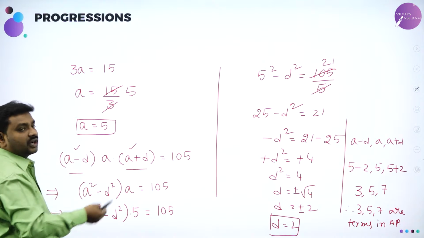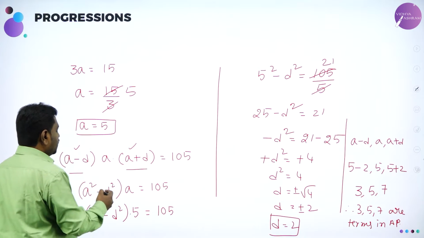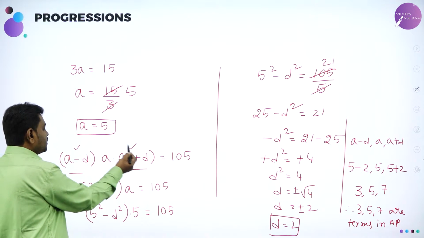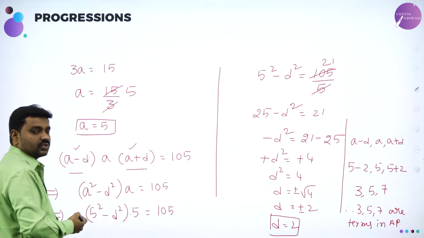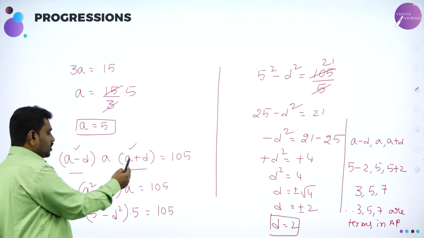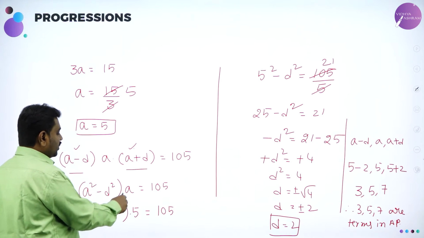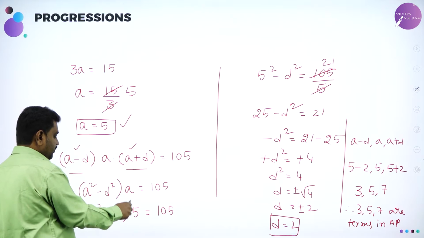Then the product is 105. They told the product means A minus D into A into A plus D is 105. You know, A plus B into A minus B is A square minus B square. In the same way, A minus D into A plus D, I can write as A square minus D square, into A, is 105. And now you put the value of A. The value of A you got is 5. In the place of A, I put 5.